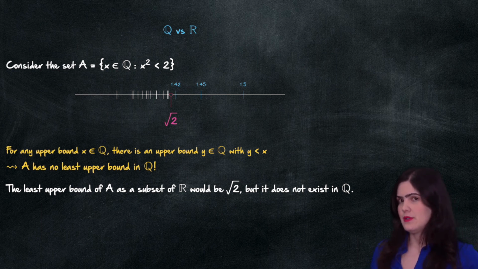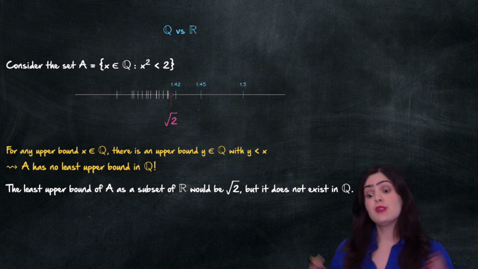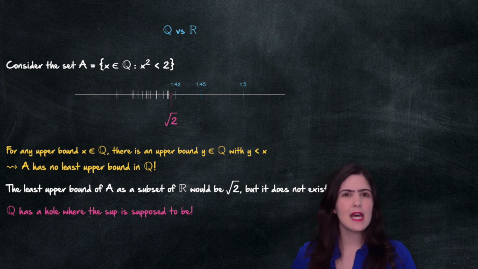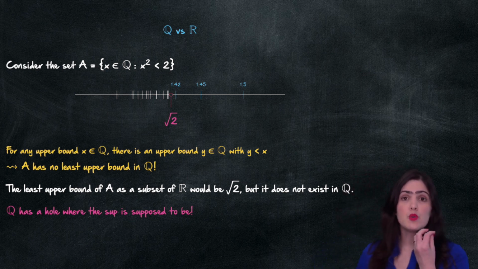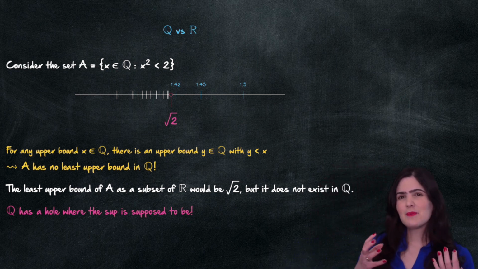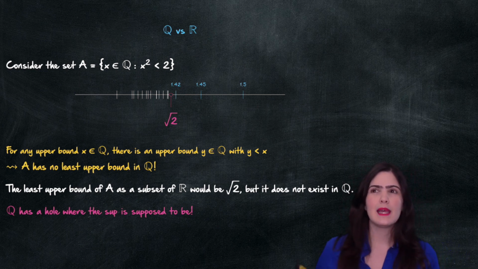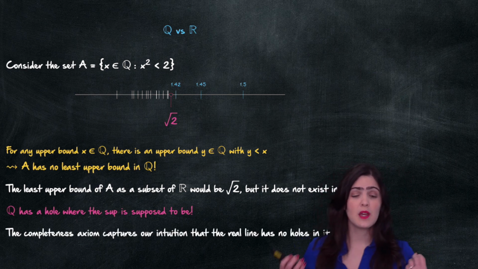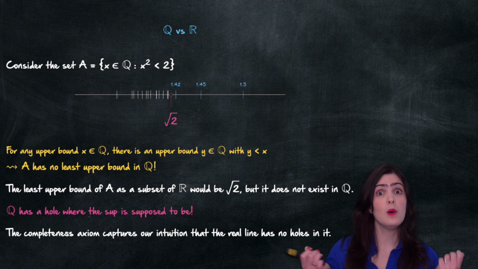The least upper bound of this set A as a subset of the real numbers would be square root of 2. But square root of 2 doesn't exist in the rational numbers. Okay, so what happens here is that Q, the set of rational numbers, has a hole where the supremum of the set is supposed to be. That's why I say that this axiom completes the real numbers. It is what encapsulates our idea that the real line has no holes in it. So that's what the completeness axiom is doing. It's just capturing that intuition that the real line has no holes in it.